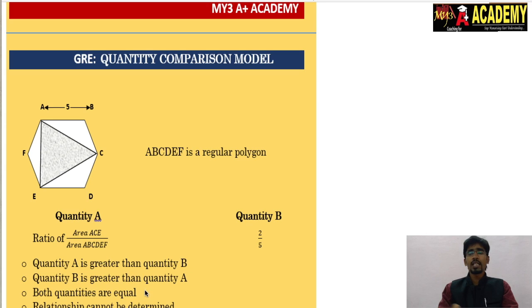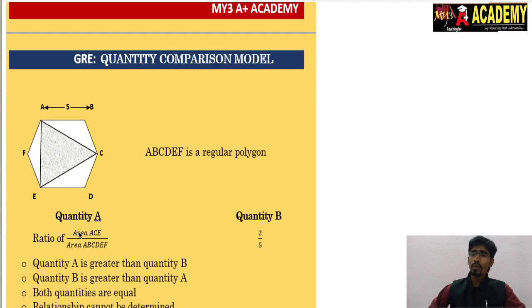You will find the option choices as: Quantity A is greater, Quantity B is greater, both quantities are equal, and the relationship cannot be determined. These are the fixed option choices you will find for any kind of quantity comparison model. So let me discuss a very simple example problem which is based on quantity comparison.